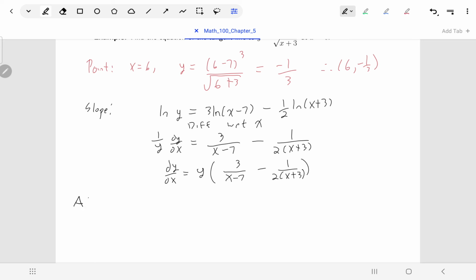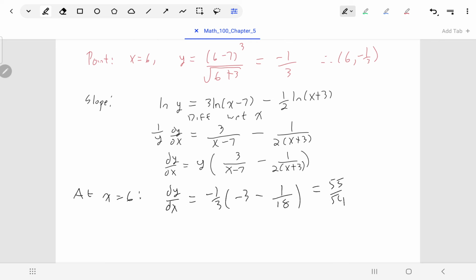So at x equals 6, you can say that the derivative would be the y value that we just found, that's negative 1/3, times (3 over 6 minus 7, which is negative 3, minus 1 over 2 times (6 plus 3), that's 18). If you run that through your calculator, you'll get that this turns out to be 55/54.